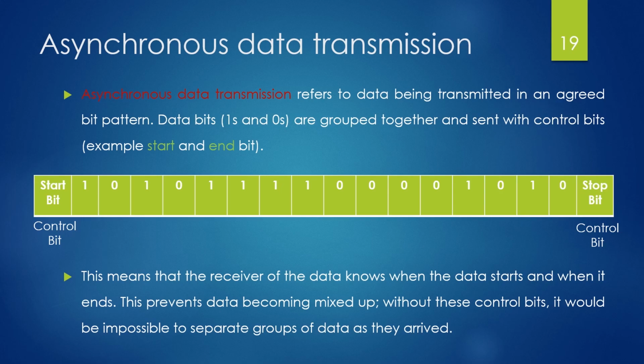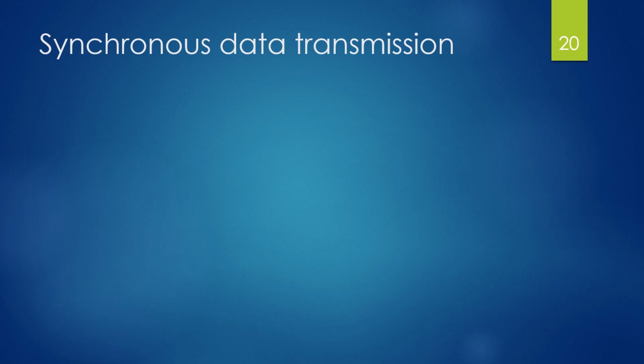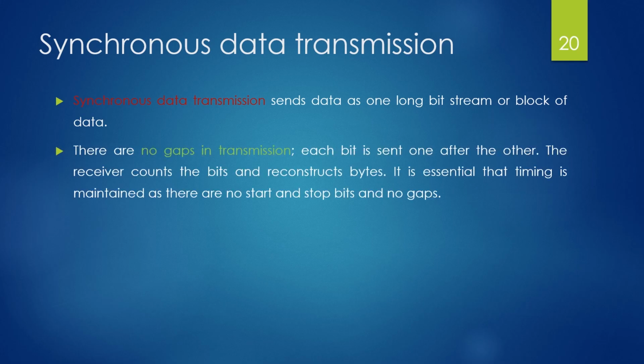it would be impossible to separate groups of data as they arrived. Now we are going to look at synchronous data transmission. Synchronous data transmission sends data as one long bit stream or a block of data. There are no gaps in transmission, that is, each bit is sent one after the other. The receiver counts the bits and reconstructs the bytes. It is essential that timing is maintained as there is no start and stop bit and no gaps.